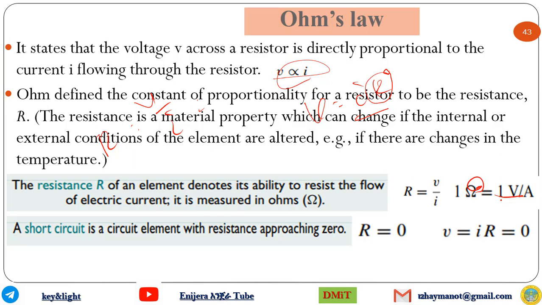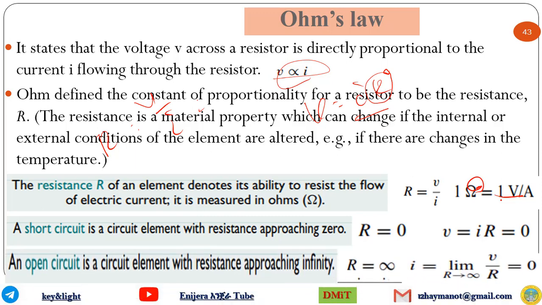Therefore, the voltage in the short circuit is equal to 0 since the resistance value is 0. And an open circuit is a circuit element with the resistance approaching infinity, and the current in the open circuit is 0 since the resistance is infinity.